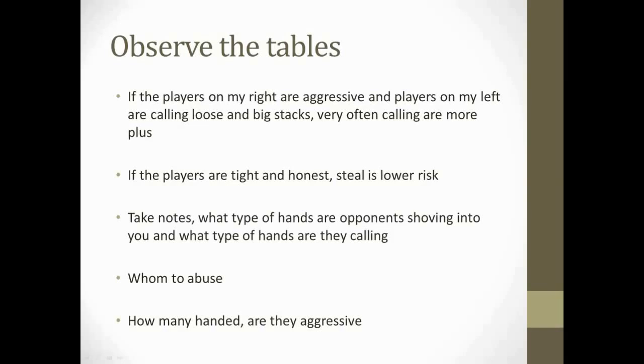So it really depends on how many handed and how aggressive they are. If it's 9-handed, then I know that each round I have 9 hands to pick up a hand. If it's 4-handed, I know I have more spots to shove. So there are pros and cons for different situations, and we want to evaluate those for our shoving range and calling range as well.